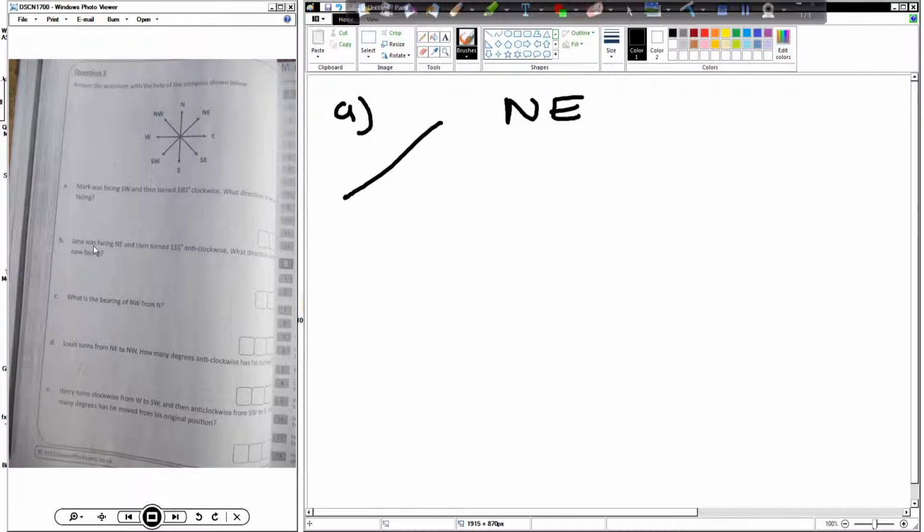B. Jane was facing northeast. She turns 135 degrees anti-clockwise. So here we go. 135. That's 45, 90, 135. So she will be facing now west.